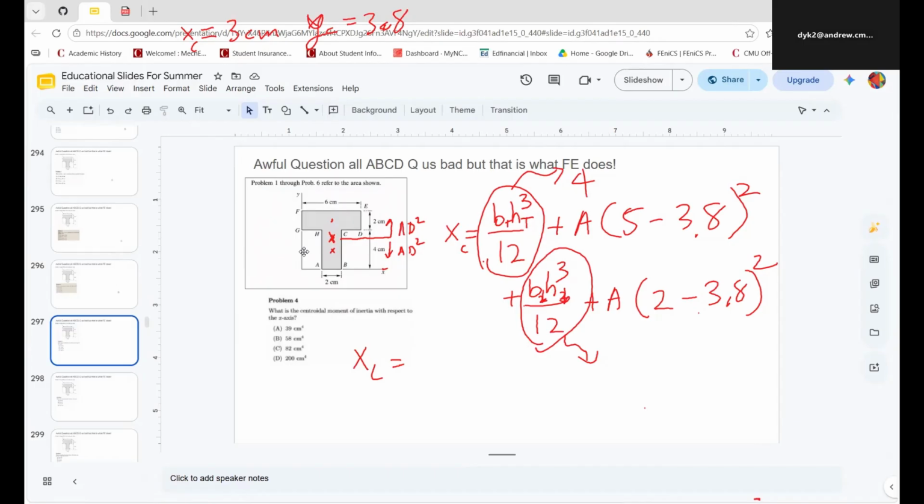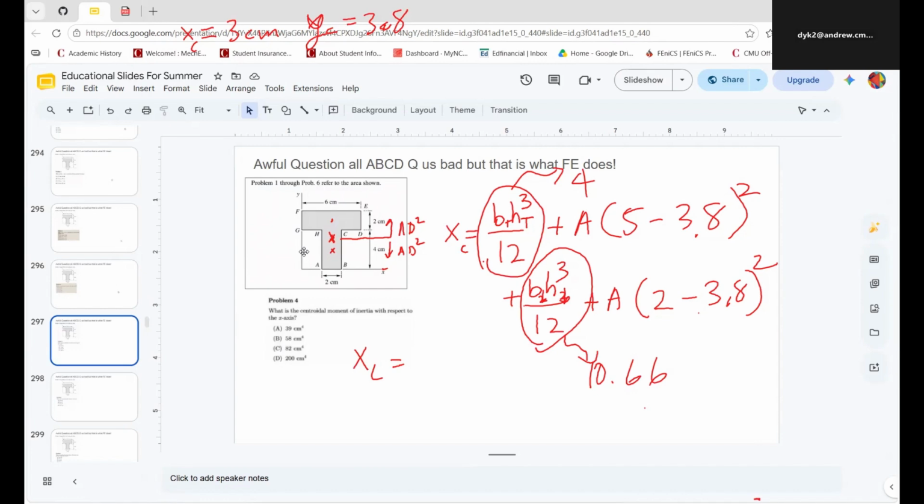Also, make sure you don't do squared. That's a really big problem I have here. So 10.66. Really? Oh, because H has more oomph to it. It makes sense. We do 4 plus area, which is 12, multiplied by parentheses, 5 minus 3.8 parentheses squared, which is 21. 21 plus 10 plus whatever this is.